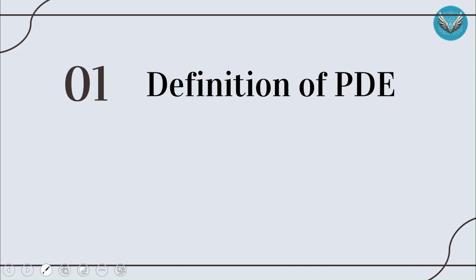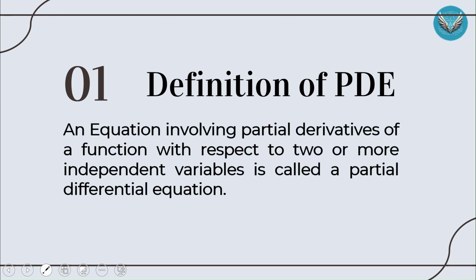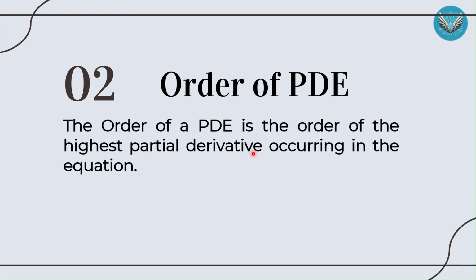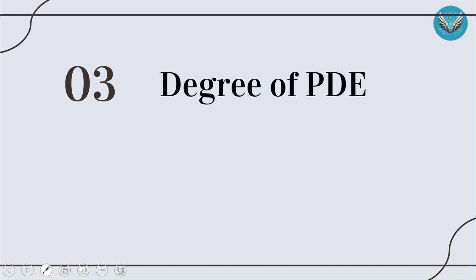First is the definition of partial differential equation. The definition is: an equation involving partial derivatives of the function with respect to two or more independent variables is called a partial differential equation. Next, the order of a partial differential equation is the highest partial derivative occurring in the equation.